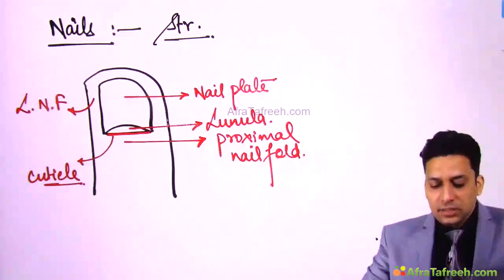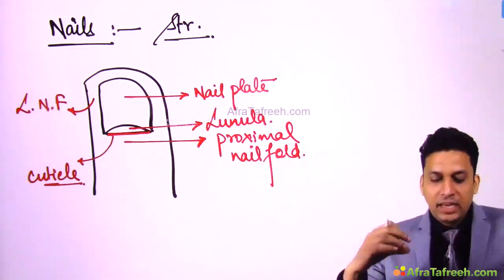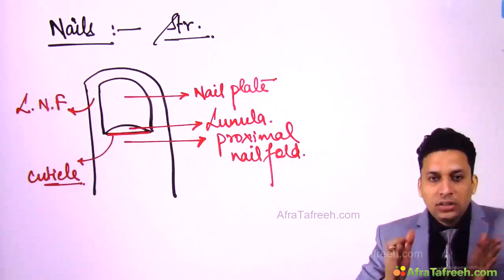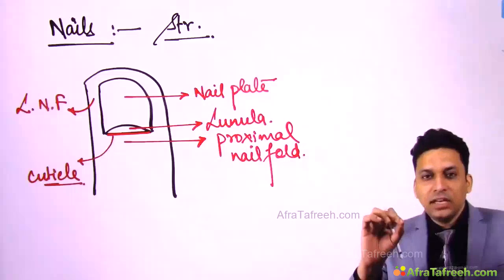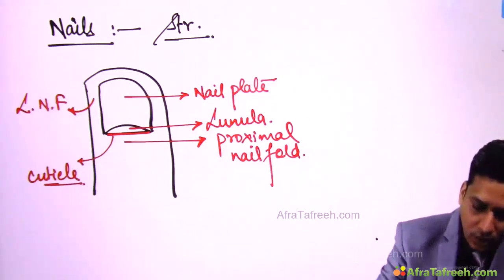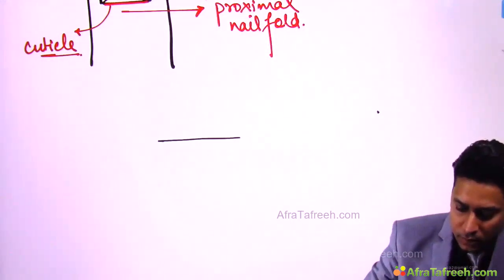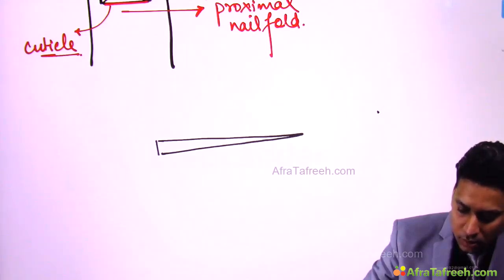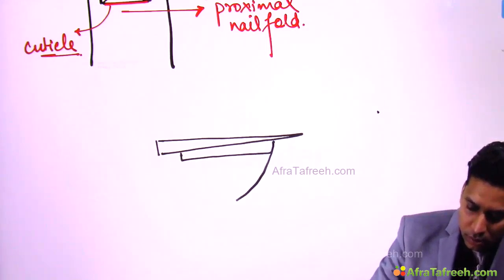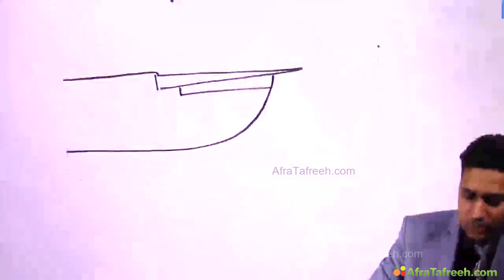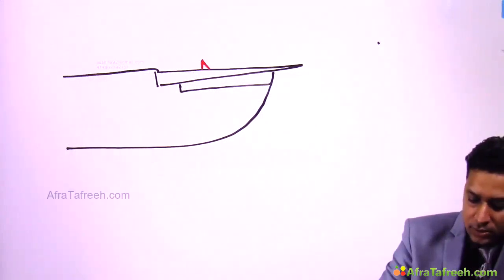So these are the various structures: the nail plate, then the semicircular white area, the lunula, the skin over the proximal part, that is the proximal nail fold, on the lateral part the lateral nail folds, and the skin attached to the nail plate on the proximal part, that is the cuticle. Now if you cut the nail and see the transverse section, it appears something like this. So you can see this visible portion is the nail plate.